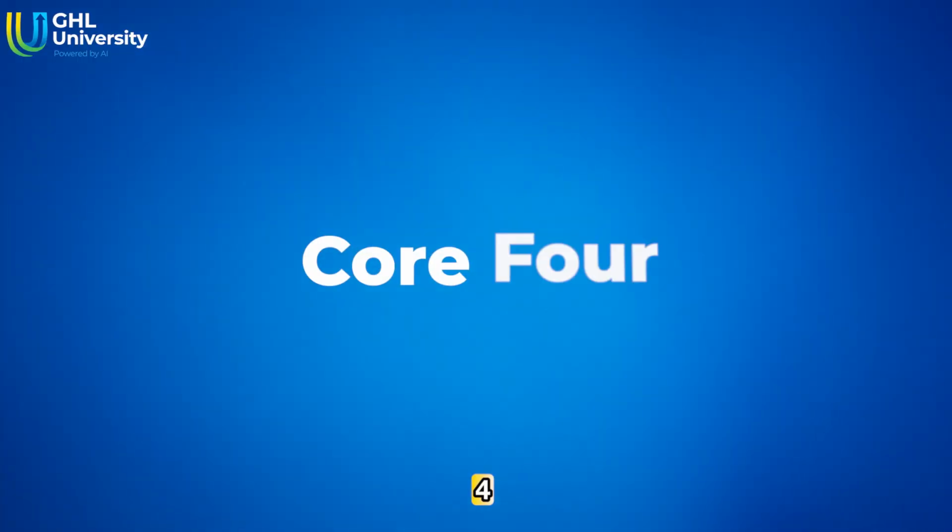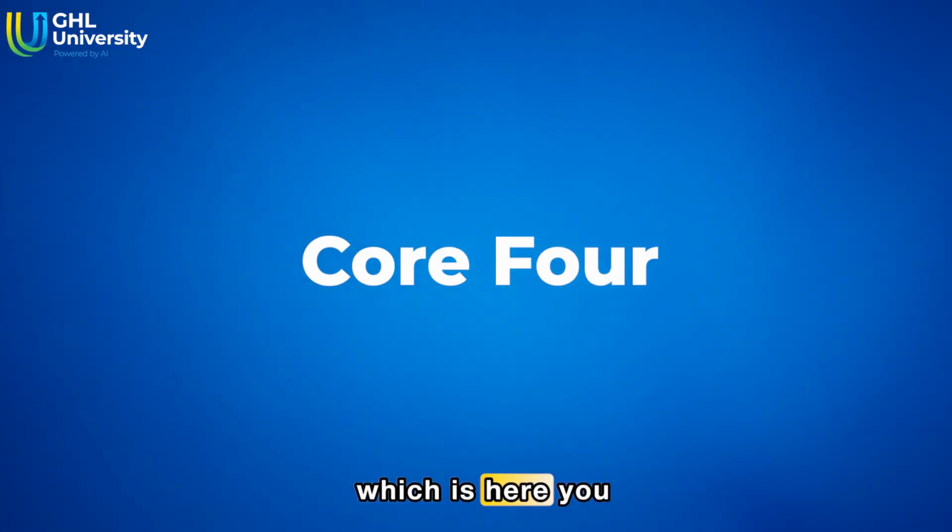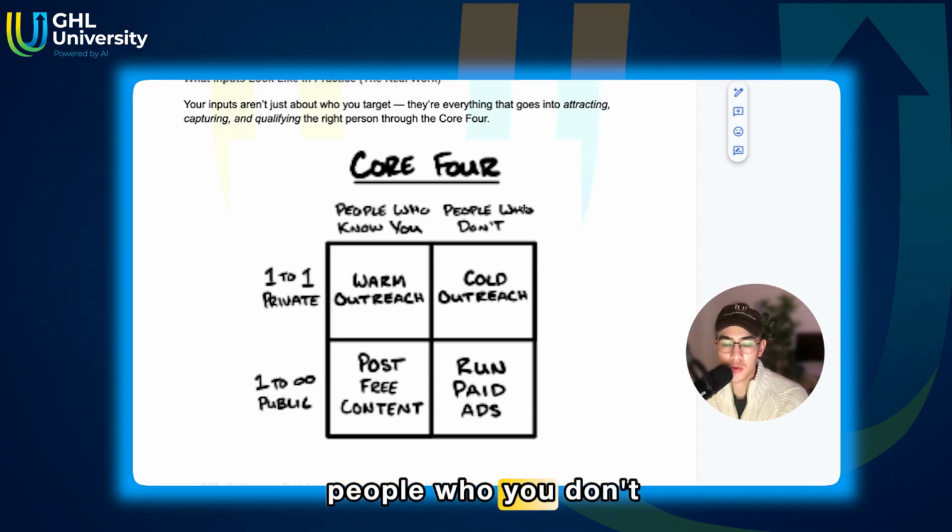We have the Core 4, which is here. You have the people who you know, people who you don't know, one-to-one, private, and one-to-many, public. People who you know and one-to-one private is warm outreach. This tends to be the easiest way to close as many people as you can. Use your network, use your connections. It's how I've seen people get their first few clients, and it's how I've seen people scale to 100-plus SaaS clients just because they know people and they have a great product.